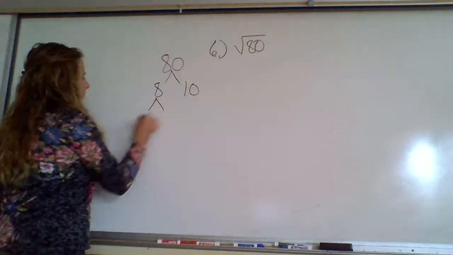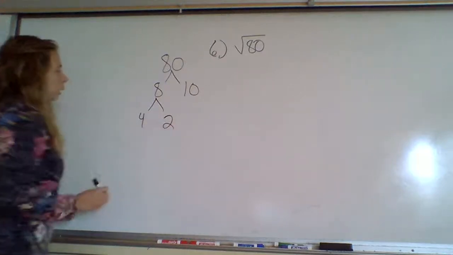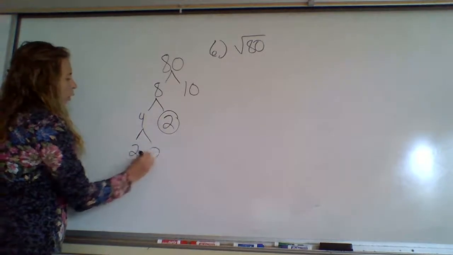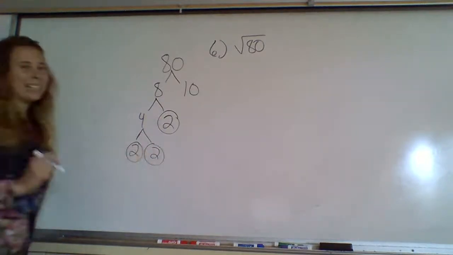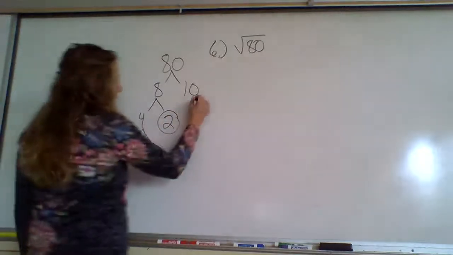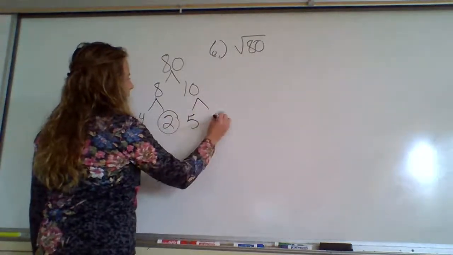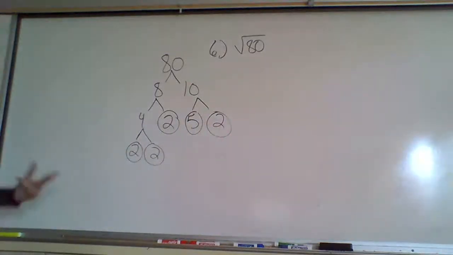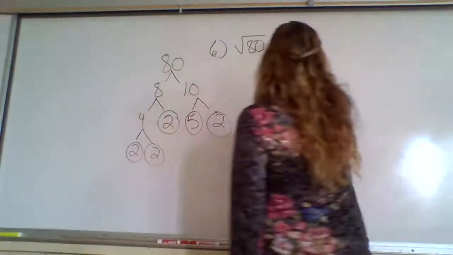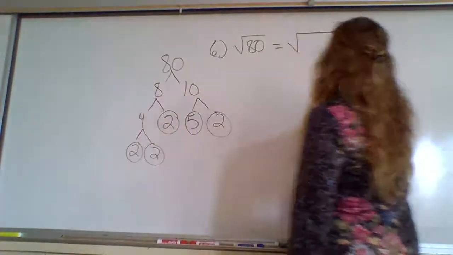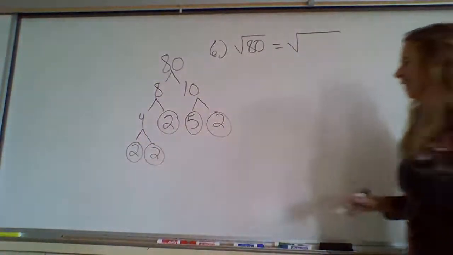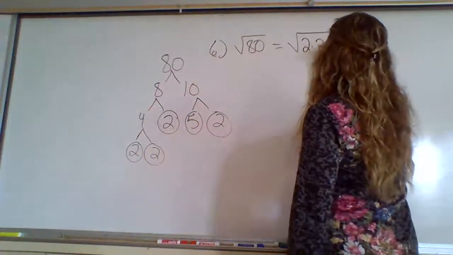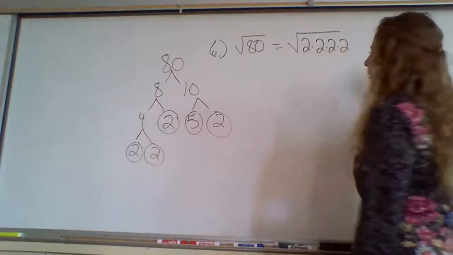Factor them. 8 is 4 times 2. 4 is 2 times 2, and 2 is prime. Do 10. 10 is 5 times 2. Those are prime. All right. Now, just rewrite it under the radical with all of the prime factors, 2, 2, 2, 2, and 5.